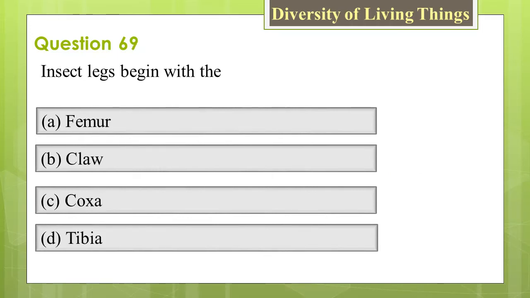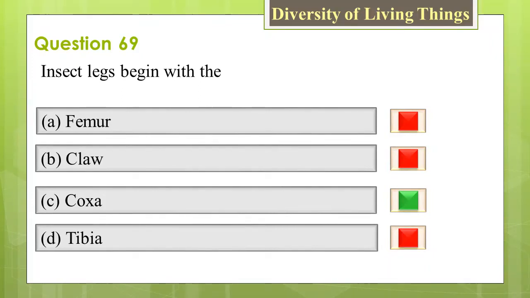Question 69. Insect legs begin with the A, femur, B, claw, C, coxa, D, tibia. Which of the following alternatives is the best alternative? The best alternative is coxa.